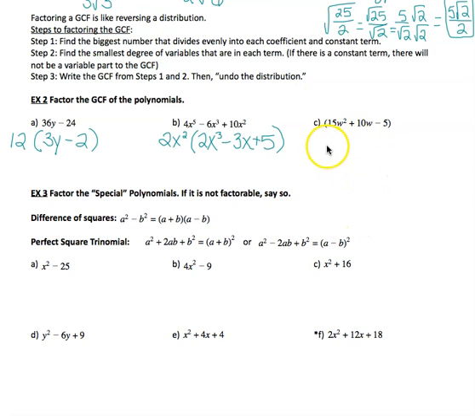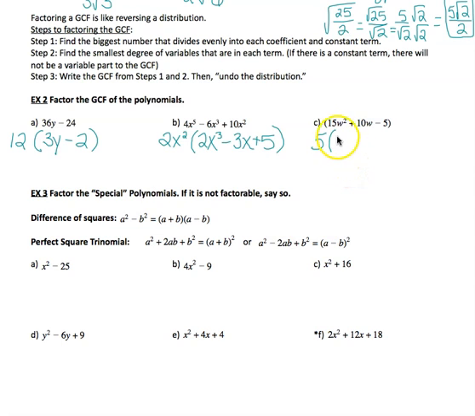All right, so let's check your work. So when you look at 15, 10, and 5, the biggest number that evenly divides all of those is 5. Then when you look for the variables, I have a constant. And just like it says in step 2, if there's a constant, there is not a variable part to the GCF. So 5 is my GCF.